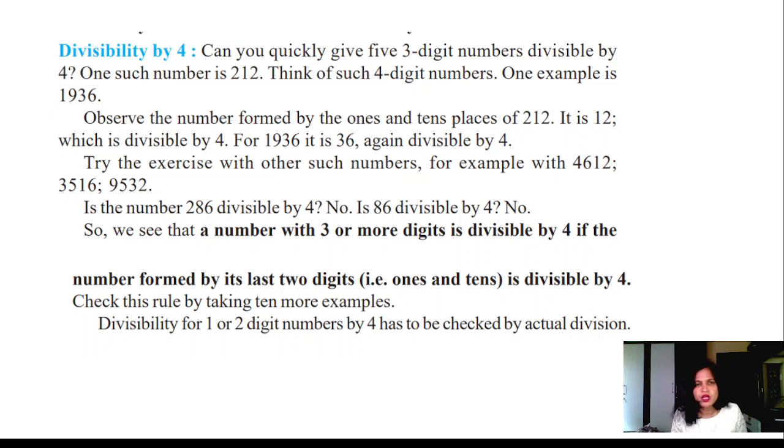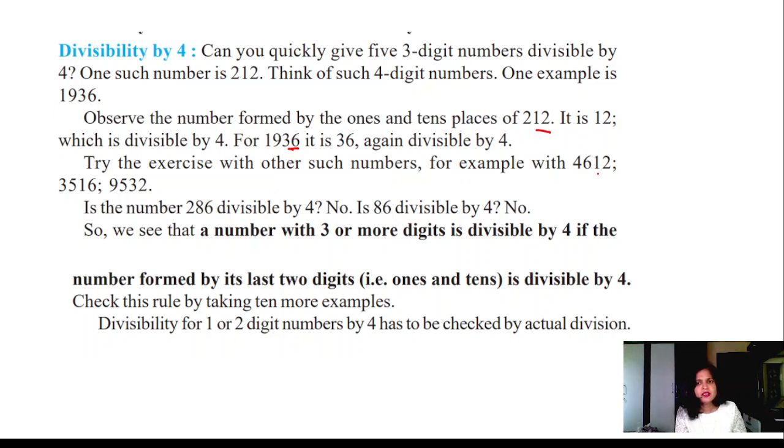Divisibility by 4. How do you find this? Can we quickly give 5 three-digit numbers divisible by 4? One such number is 212. Think of 4-digit numbers. One example is 1936. Observe the number formed by the ones and tens place of 212. That is 12. 12 is divisible by 4. And 36 is divisible by 4. Therefore, the whole number is divisible by 4. Try the exercise with other such numbers.